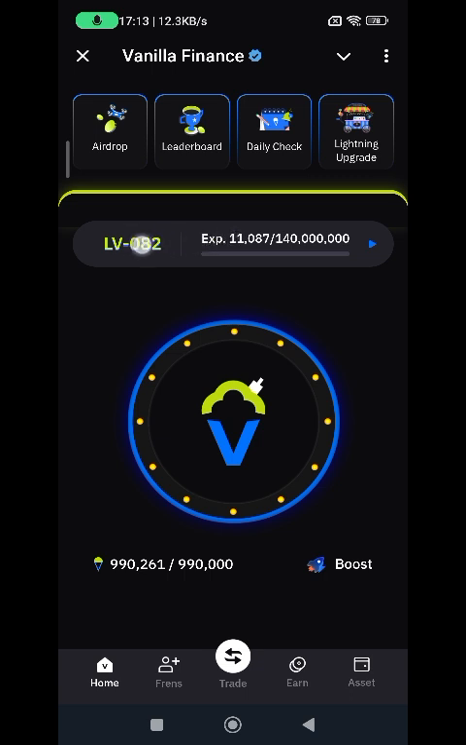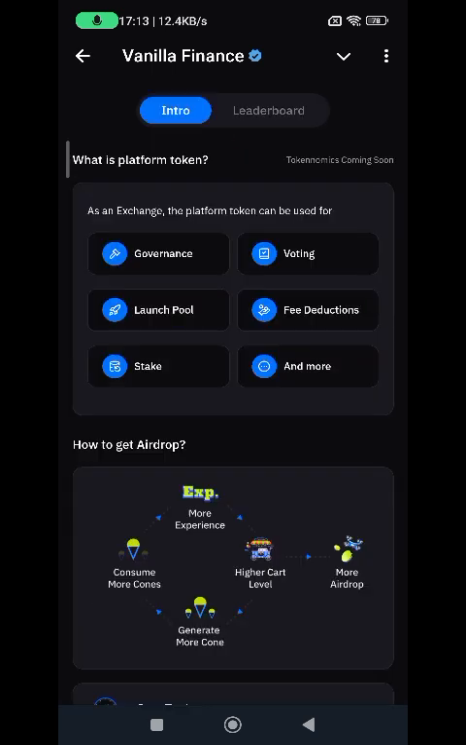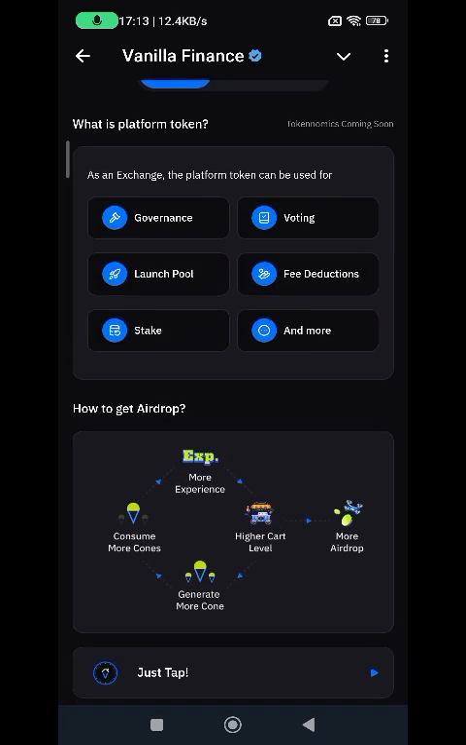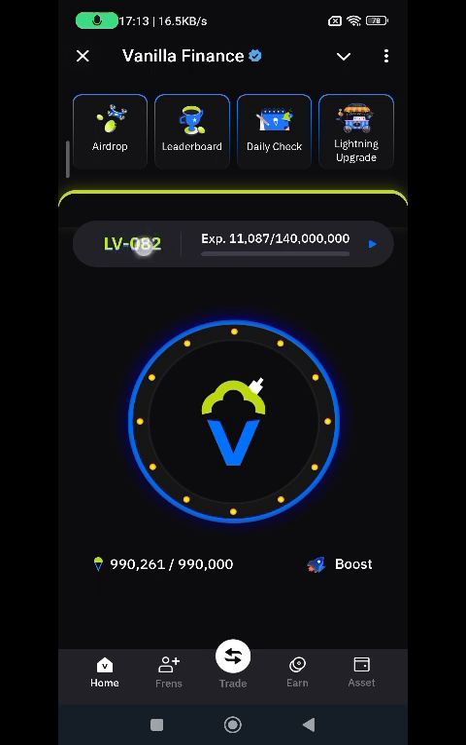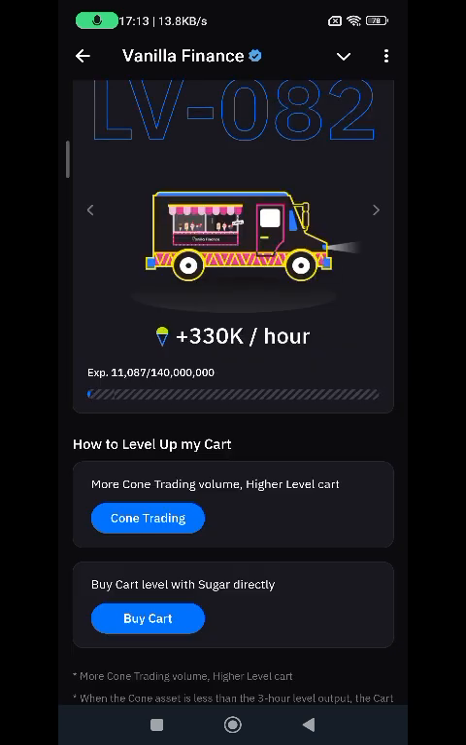Below here, you have your level. This is your cat level, just like when they talked about a higher cat level in the airdrop section. So this is the cat level they are talking about. I'm currently at cat level 82. If you click on that cat level, it shows you that you're currently at level 82. Here it tells you how many coins you could get per hour.